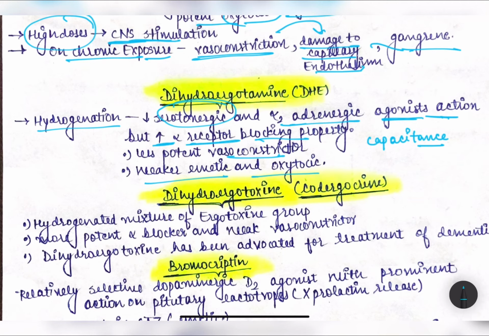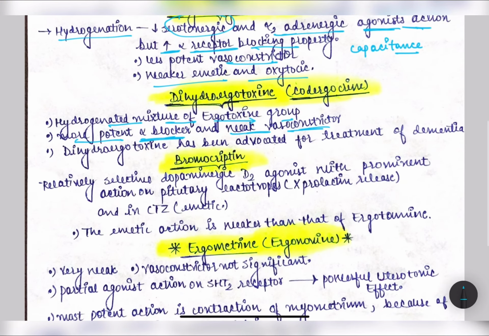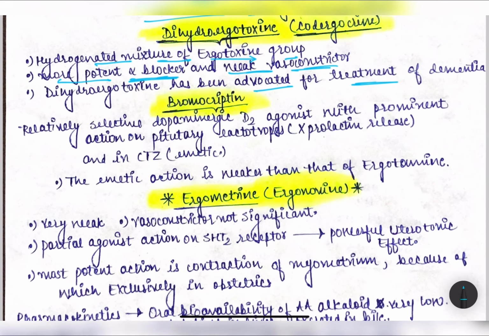Now we will discuss another drug, dihydroergotoxin. It is the hydrogenated mixture of the ergotoxin group. It is a more potent alpha blocker but a weak vasoconstrictor. Dihydroergotoxin has been advocated for the treatment of dementia, because it also enhances acetylcholine release in the cerebral cortex. So it has actions on the CNS.